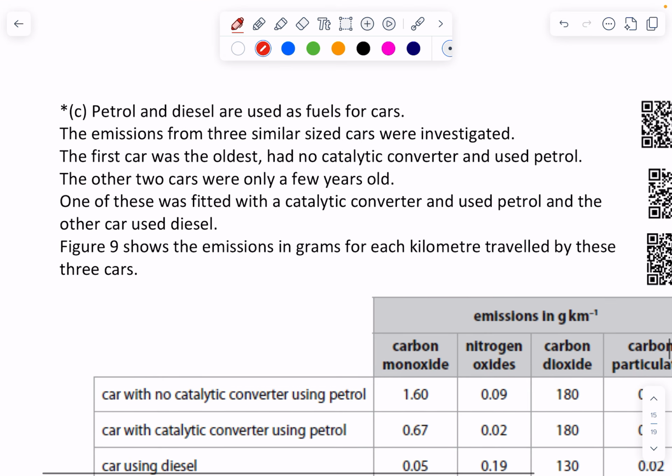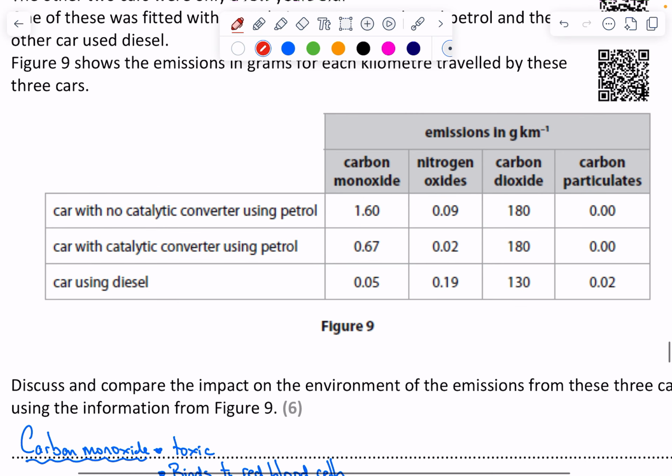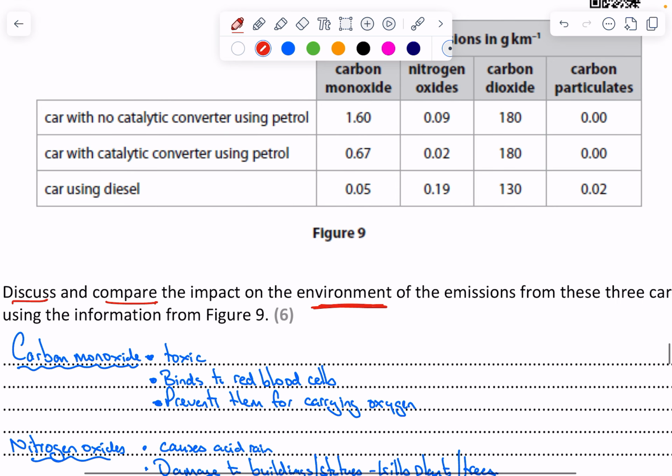Okay, final question in this one. This is a 6 marker, and again they give me a lot of information and a table full of data, so you have to use this data in order to get your answer and the marks you need. And it wants us to discuss and compare the impact on the environment, that's really important, impact on the environment, from these different engines shown here.